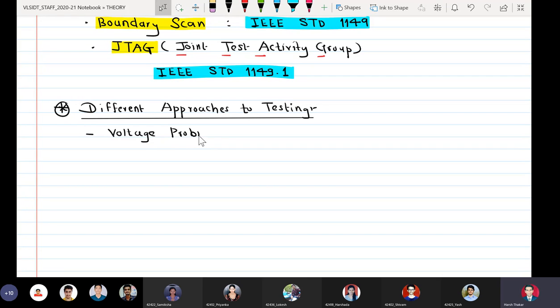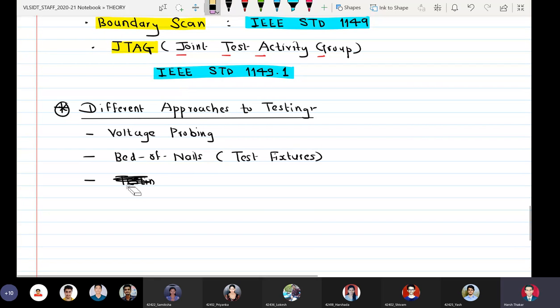Voltage probing, then we had bed of nails testing. It's also called test fixtures. Okay, then we had a test bed, that is a testing PCB. Okay, it's called as test bed. PCB testing.